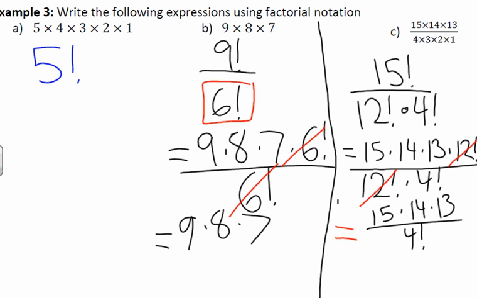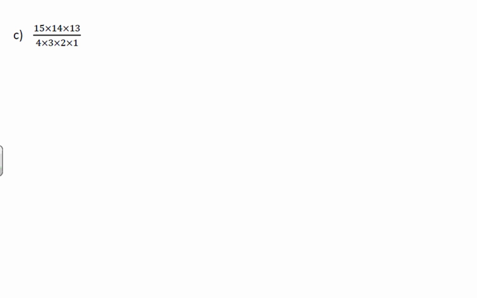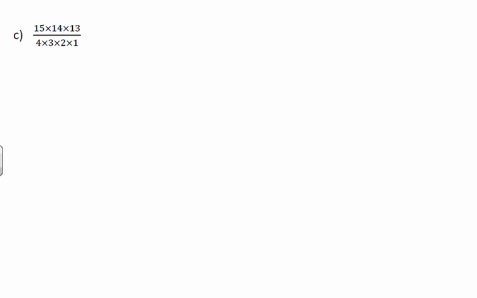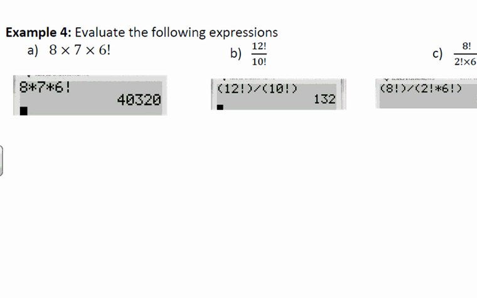Okay, take a look at example 4. So we're asked to evaluate these, so to find the value. Oh, we had plenty of room on the next page. So yeah, this is 8 times 7 times 6 factorial. How can you rewrite that? 8 factorial, right. Okay. And then you can find the final evaluation for that. What is that? It says right here. Good.